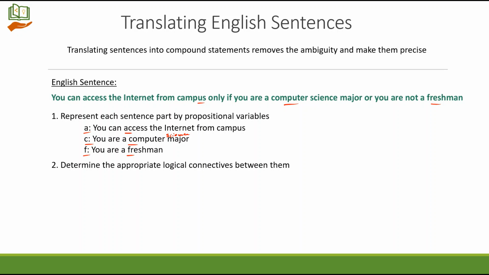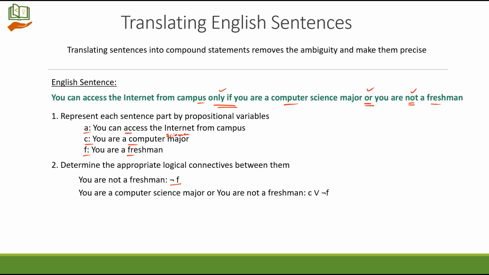If you take freshman, they have used not. This is one logical operation. They have used or. This is one logical operation, disjunction. And they have given only if. This is a conditional statement. This is another logical operation. So first we will start with freshman. You are not a freshman means negation of F proposition. So it is negation of F. You are a computer science major or you are not a freshman. Only this part can be translated as: computer science major is C, or is disjunction, not a freshman will be negation of F.